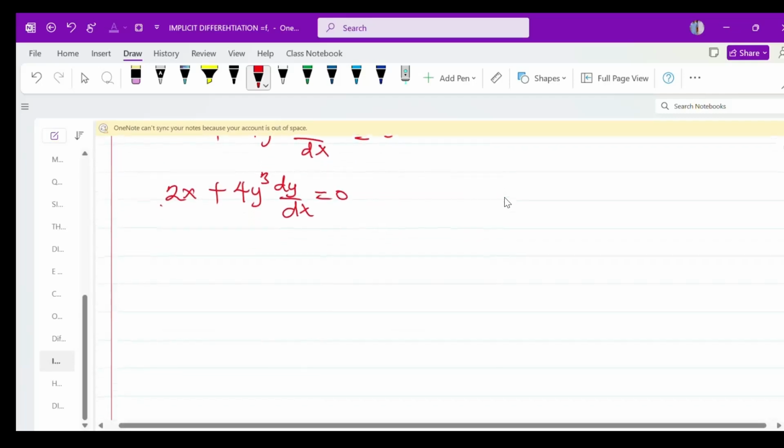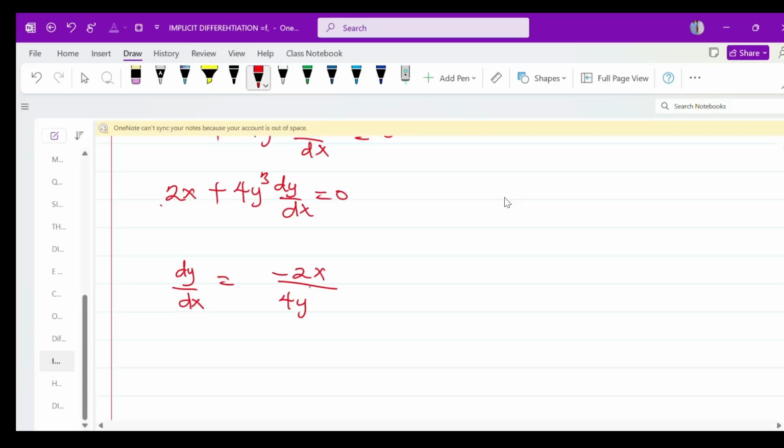And we have to make dy/dx a subject. You're going to get dy/dx to be minus 2x over 4y cubed, which is going to give us minus x over 2y cubed.